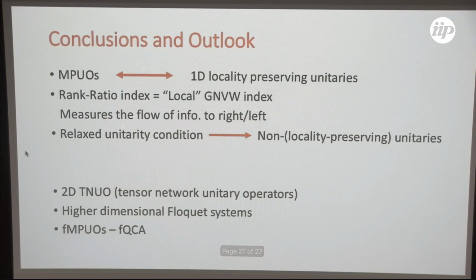So what we showed is that these MPUOs are one-to-one correspondent to 1D locality preserving unitaries. We also showed the one-to-one relation of the rank ratio index with the GNVW index only for MPUOs. And as Fernando pointed out, we could also use unitarity, but only for some certain system sizes. But in that case, we found that they are not locality preserving anymore.